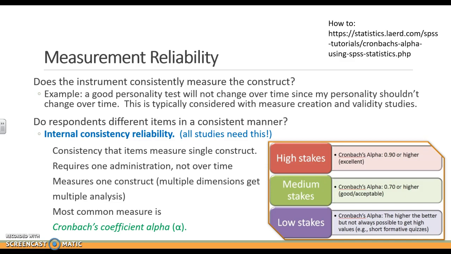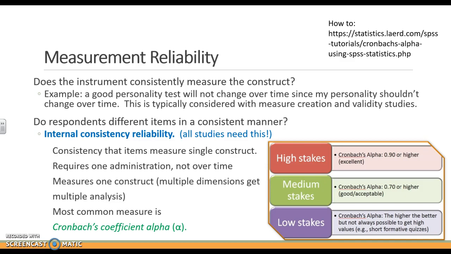The other way to think about this is respondents answering consistently. So this is internal consistency, and all studies are going to need this. This is looking at, on a single construct, on a single factor, is it reliable? Is it answered consistently? A lot of times what we end up finding is those people who just answer A all the way down your survey, and that's not reliable. We want to make sure that the person is answering consistently and they're not just all over the place. It requires one administration. This is not over time. And you're measuring one construct at a time.